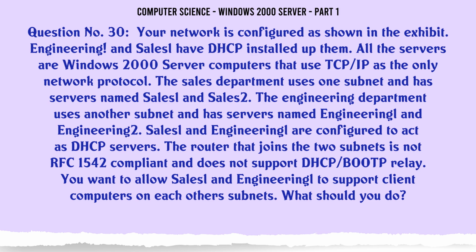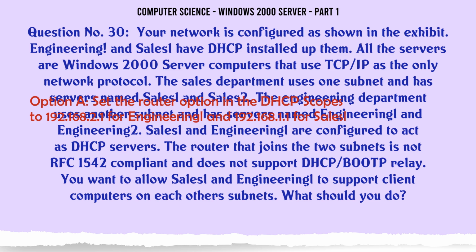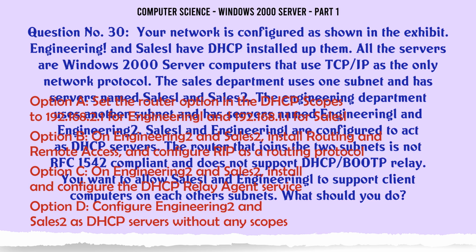Your network is configured as shown in the exhibit. Engineering and sales have DHCP installed on them. All the servers are Windows 2000 server computers that use TCP/IP as the only network protocol. The sales department uses one subnet and has servers named Sales1 and Sales2. The engineering department uses another subnet and has servers named Engineering1 and Engineering2. Sales1 and Engineering1 are configured to act as DHCP servers.